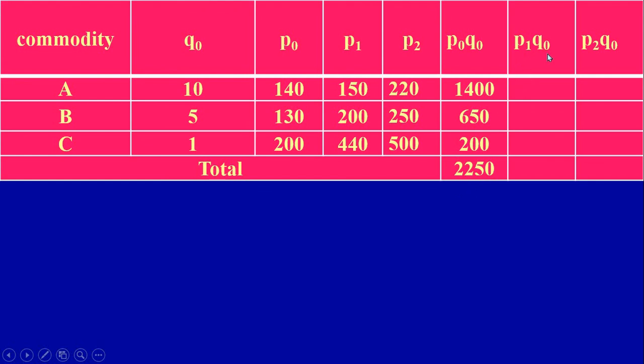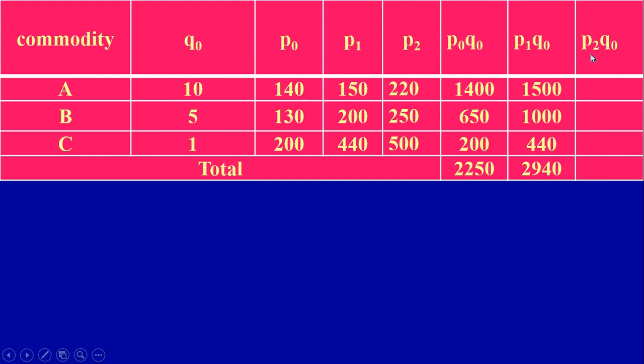Then we calculate P1 Q0. We have to multiply P1 and Q0. It is 150 into 10. 150 into 10 is 1500. 200 into 5 is 1000. Then it is 440 into 1. 440 into 1 is 440. So adding all this, we get summation of P1 Q0, and summation of P1 Q0 is 2940.